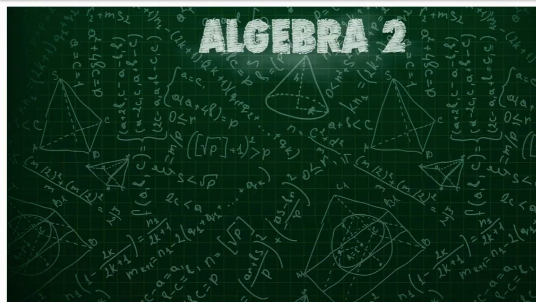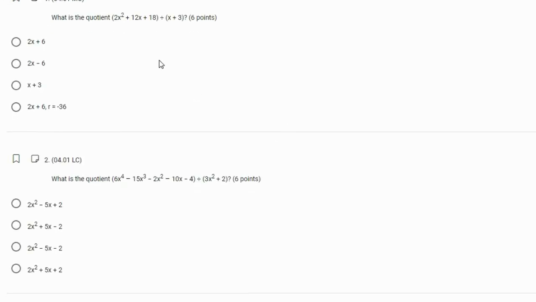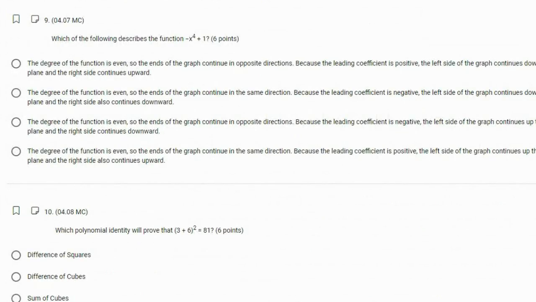Then after you get that, you've got the actual test. Let's take a look at how many questions we got here. Divide by x plus 3. Divide by 3x squared plus 2. Ooh, so that's long division there. Looks like 10 problems on part 1.